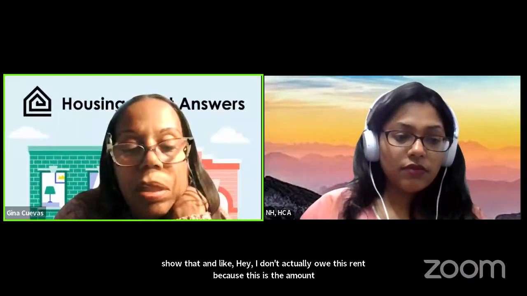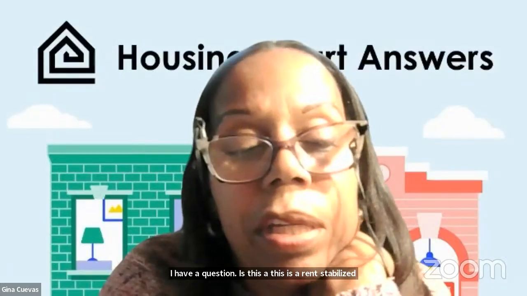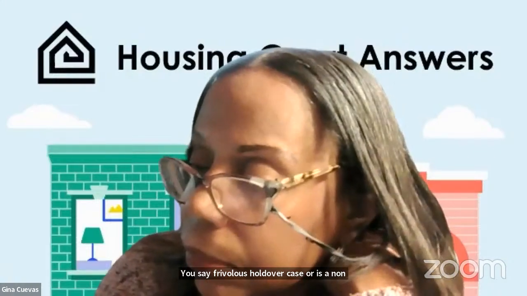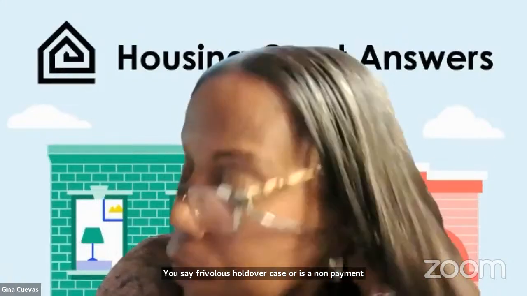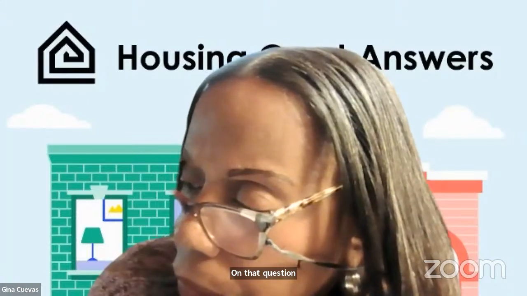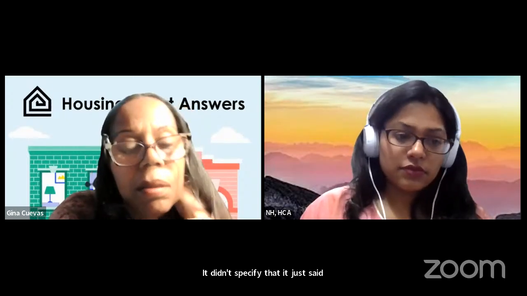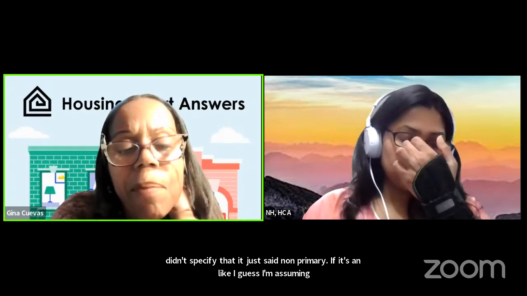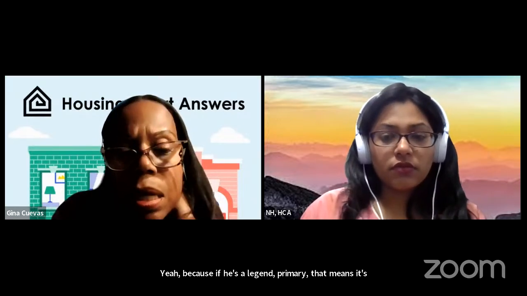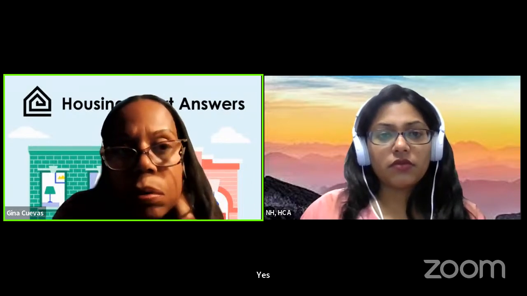I have a question. This is a rent stabilized apartment. So when you file papers in court, you say frivolous holdover case or is it a non-payment? It didn't specify that. It just said non-primary. Because if he's alleging non-primary, that means it's a holdover case. Yes, a non-primary holdover. He's probably asking for rent that is not the legal rent in the holdover case.